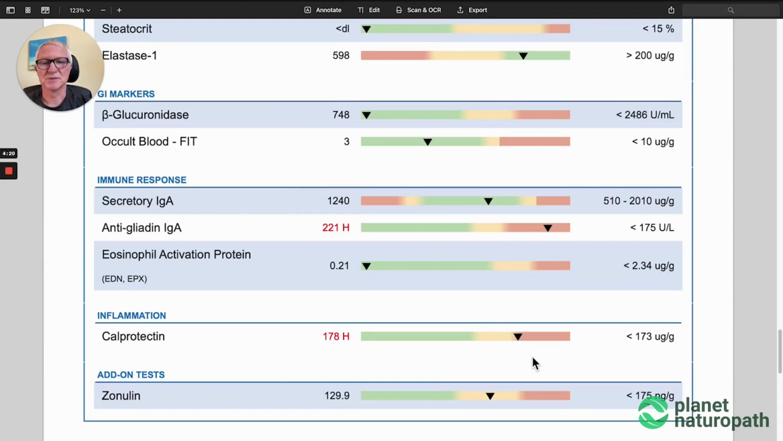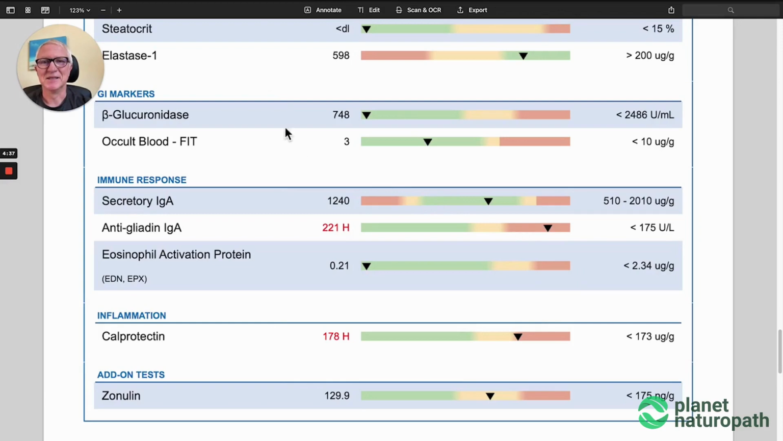But in this situation, with gliadin high, what we did was eliminate gluten 100%, and all these markers and many of the symptoms just improved by going gluten-free and treating the dysbiosis.